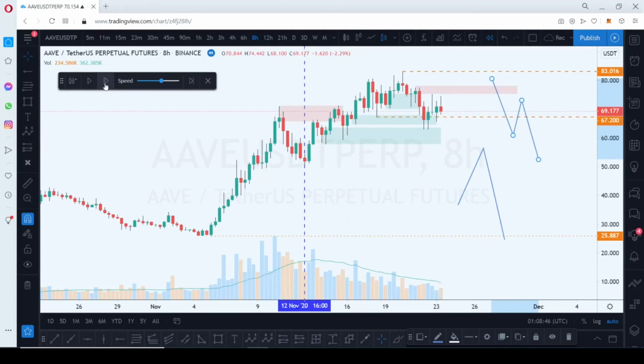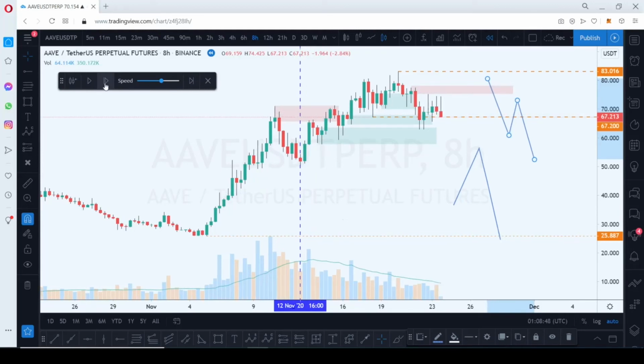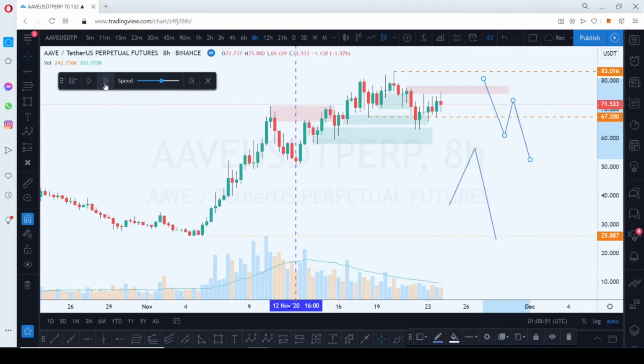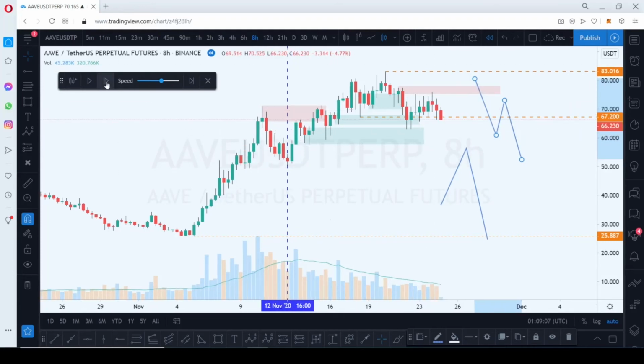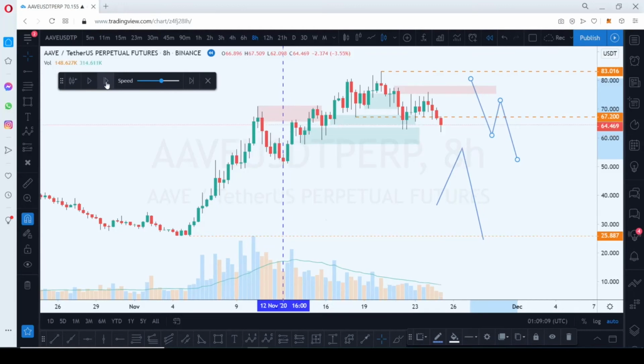Not yet. Still ranging. Now we get a full test of this supply, and then it's still not going up above it. This is the high to break to continue to the upside. This will be the high to break if we get a lower low to this. So let's see what happens. Seems it's going down. Okay, now we have this structure completed.